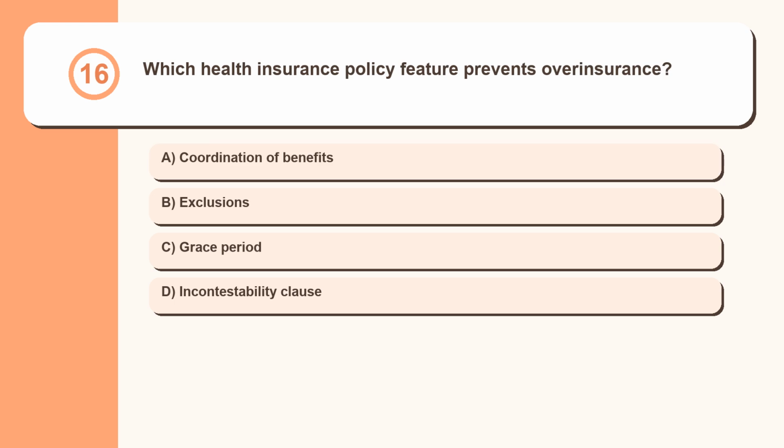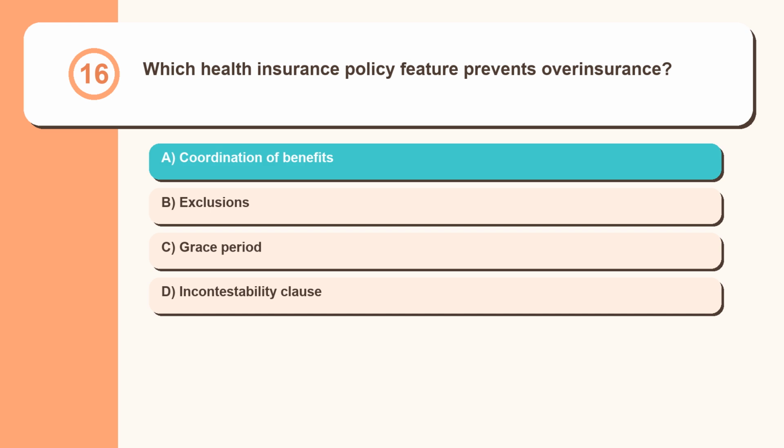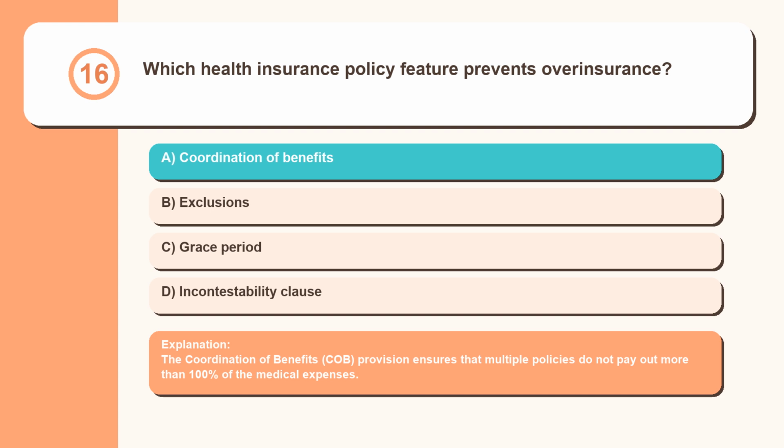Question 16. Which health insurance policy feature prevents overinsurance? Coordination of benefits, exclusions, grace period, incontestability clause. The coordination of benefits, COB, provision ensures that multiple policies do not pay out more than 100% of the medical expenses.